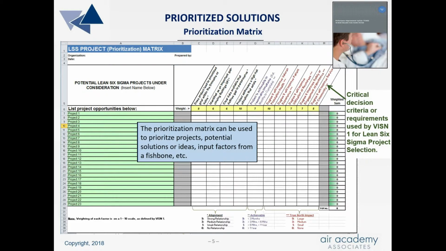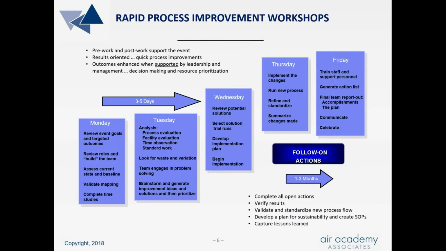Examples would include: do they address the root cause? What's the time to implement? The cost to implement? Resources required? Is it sustainable? Does it add to patient experience? What are the training requirements? And others. The prioritization matrix documents the decision-making process the team has gone through to select the solution.